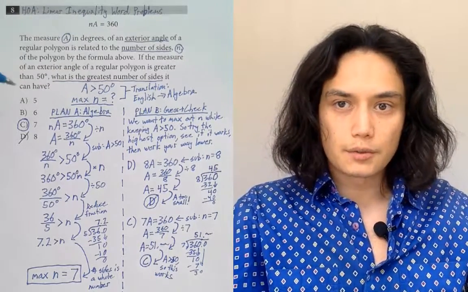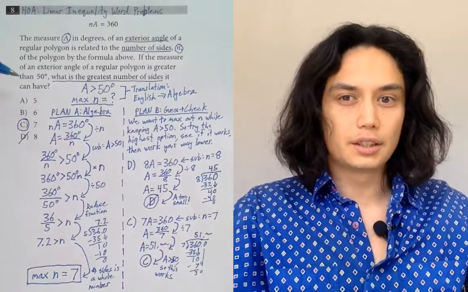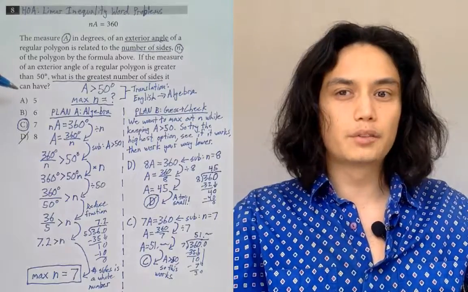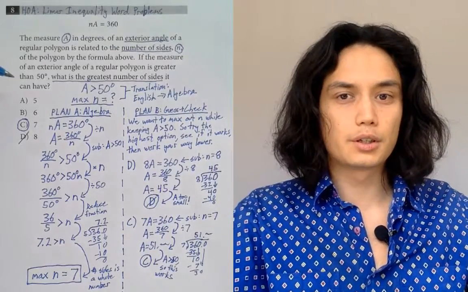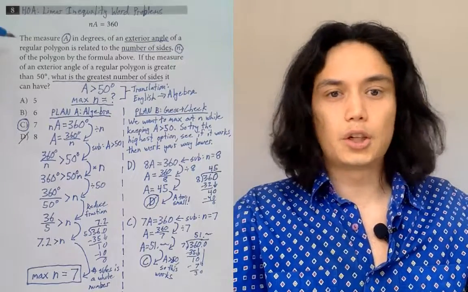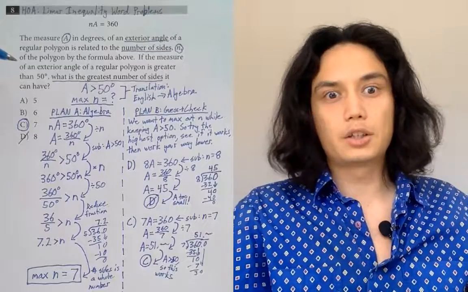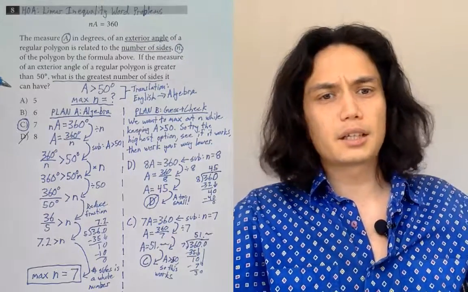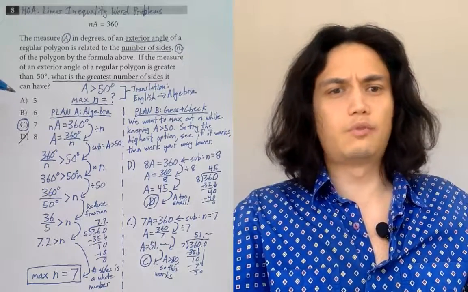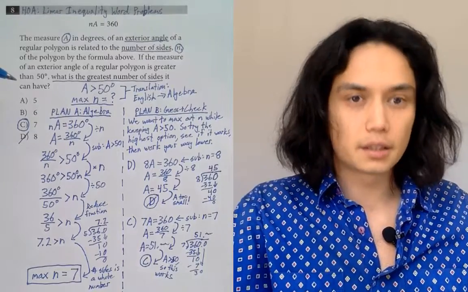If the measure of an exterior angle of a regular polygon is greater than 50, what is the greatest number of sides it can have? Now, one of the ways to do this question is to understand what they're talking about in English. You could imagine a polygon, you know what an exterior angle is, you can imagine the number of sides. But I'm not going to explain it that way because I don't want to force you to count on that.